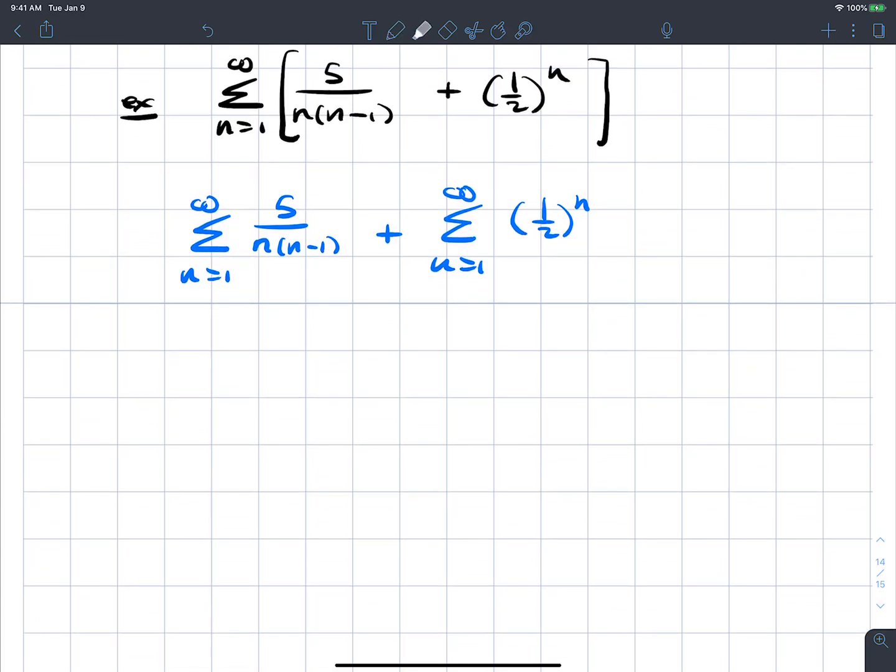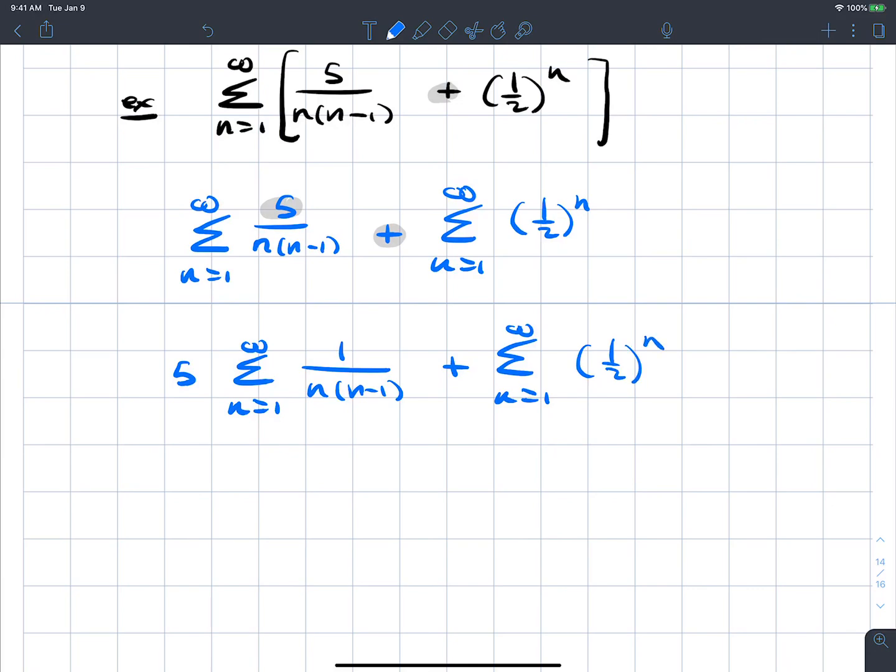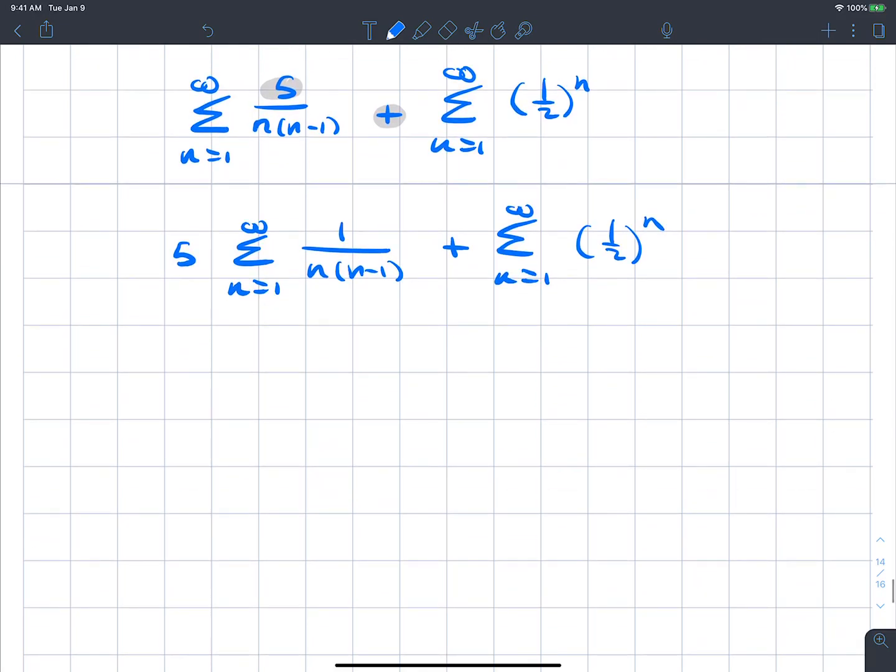Okay, because we have a sum here. Pull out your constant. So this can be written as 5 times the sum, n is 1 to infinity, 1 over n minus 1, plus the sum, n is 1 to infinity, 1/2 to the n. So here's what we really are getting at by properties of series here.